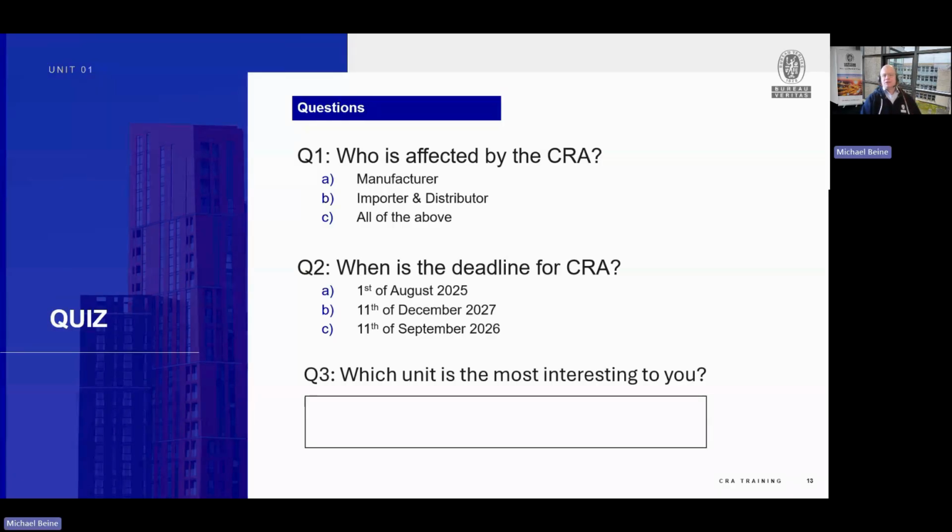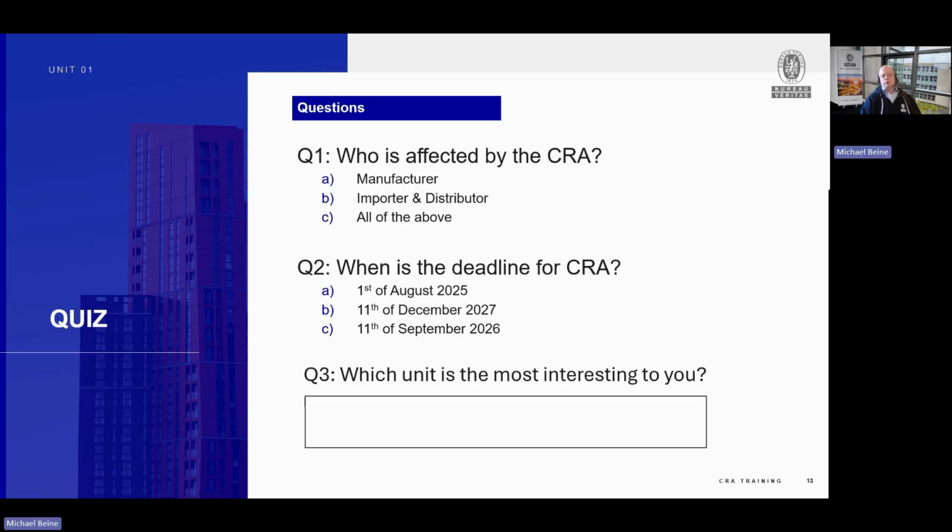This is a little bit of a tricky question because 2 answers are correct, B and C. B, 11th of December 2027, is the final deadline for all aspects of the Cyber Resilience Act and full compliance for products. 11th of September this year is the deadline for the reporting obligation. The A answer, 1st of August 2025, is not about the CRA, it's about the radio equipment directive. That kept everybody with radio equipment very busy last year to meet the cybersecurity aspects of the radio equipment directive by 1st of August 2025.